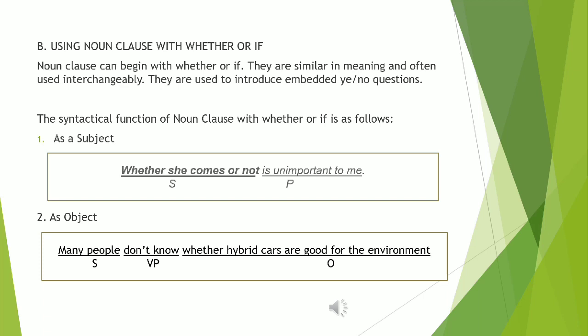Number one, as subject. Let's see example below. Whether she comes or not is unimportant to me. Whether she comes or not is a noun clause as subject. The second one as object. Let's see the following example. Many people don't know whether hybrid cars are good for the environment. Whether hybrid cars are good for the environment is object.